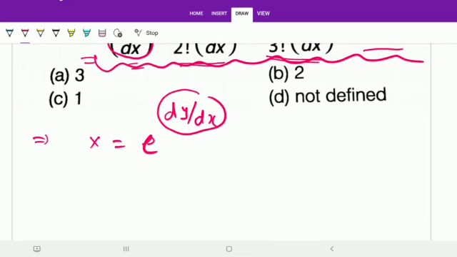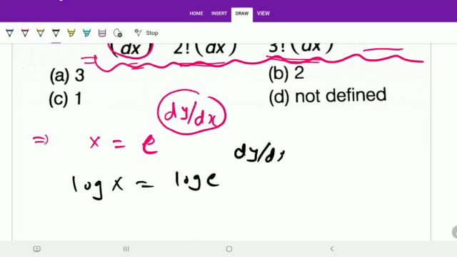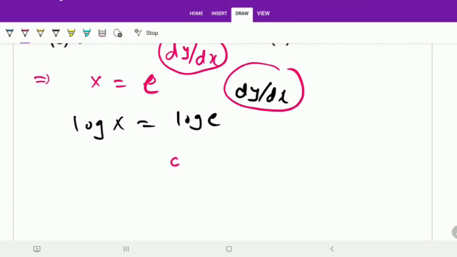Now once you know this, you know exactly what to do here. We just have to simply take log on both sides. So I take log x equal to log of e to the power dy by dx. Now we can bring this dy by dx down. So this is log x equal to dy by dx into log e.